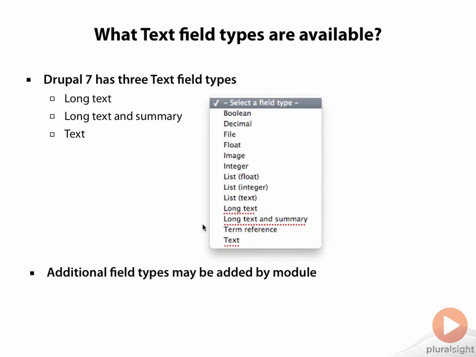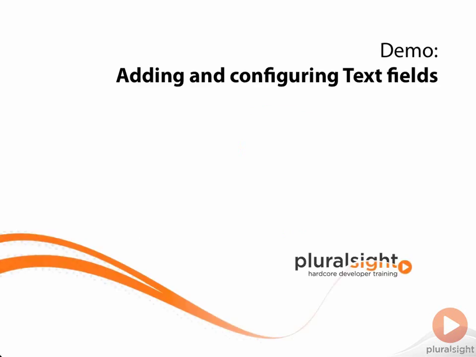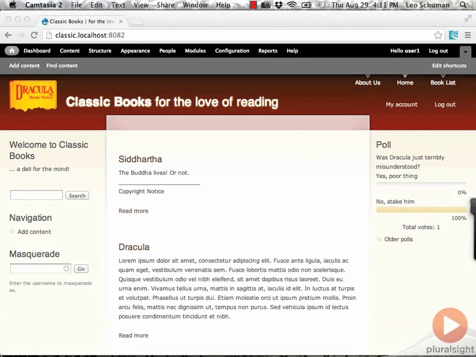There are additional field types that can be added through modules. For example, there is a 5-star module that creates a field type that has a widget, which is a number of stars that can be visually selected by the user, and then that data is captured as the value of that particular field. There's also a whole API for creating custom field types. To configure a text field, well, they're pretty straightforward. You would just set a maximum length and then configure the standard fields we've already looked at, like label and so on. Let's jump in and add an author field to our book content type.